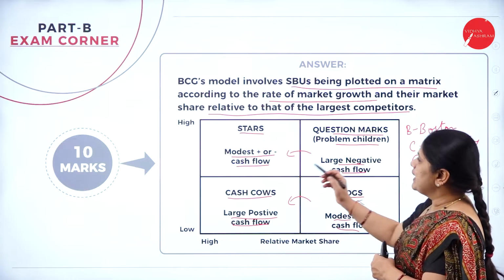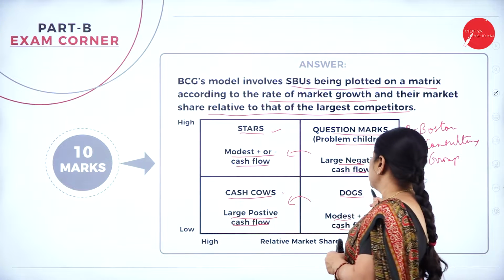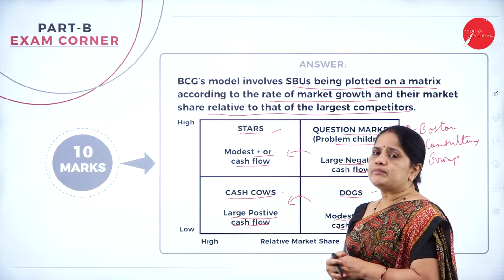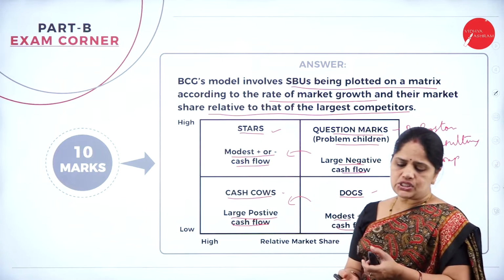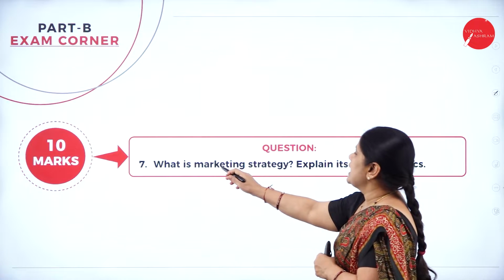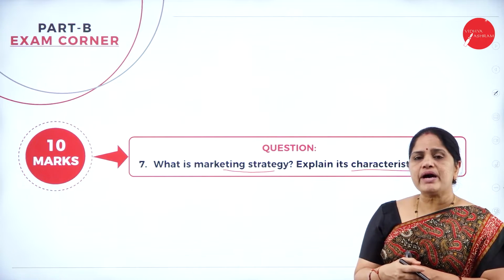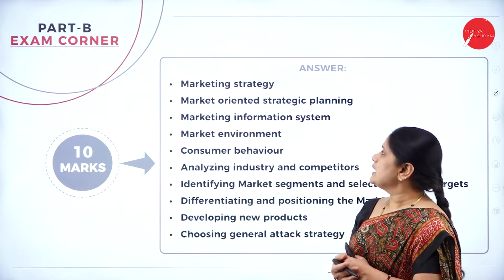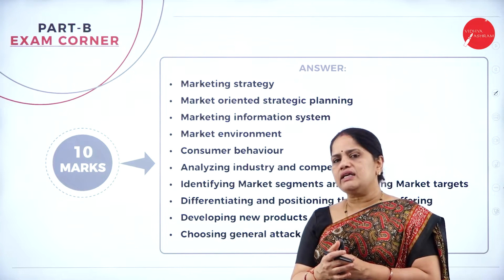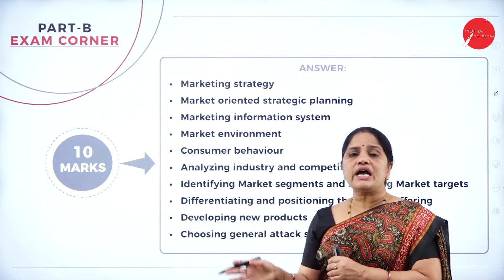So you have to explain what the stars are, what the features of the question marks are, what the features of the cash cows are, what the features of the dogs are, and how you can convert them into cash cows and stars. Then the next question is, what is marketing strategy? Explain its characteristics. Now, what do we mean by marketing? Marketing is nothing but the sum total of all those activities which are involved to see that the product reaches the hands of the final consumer.